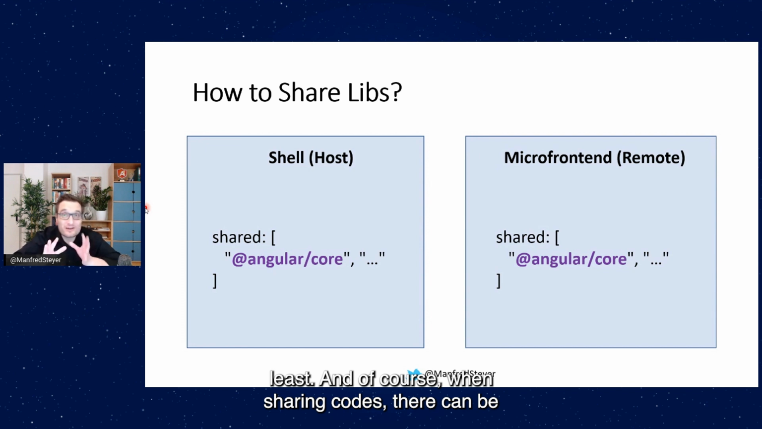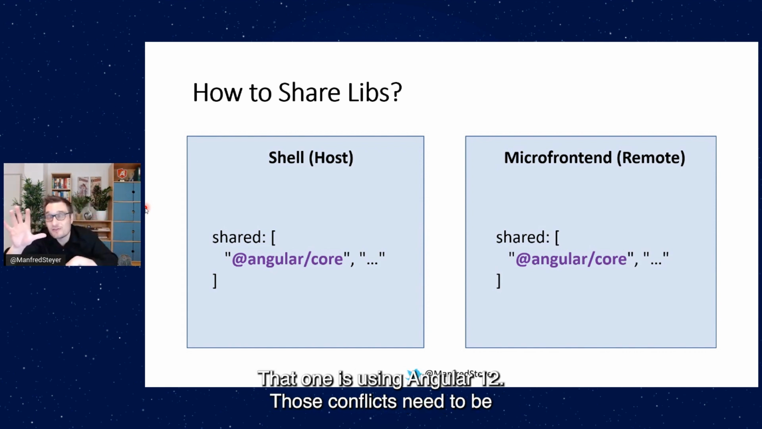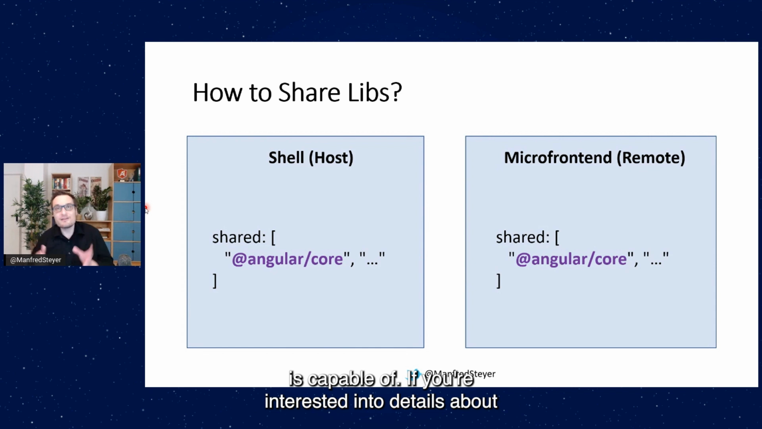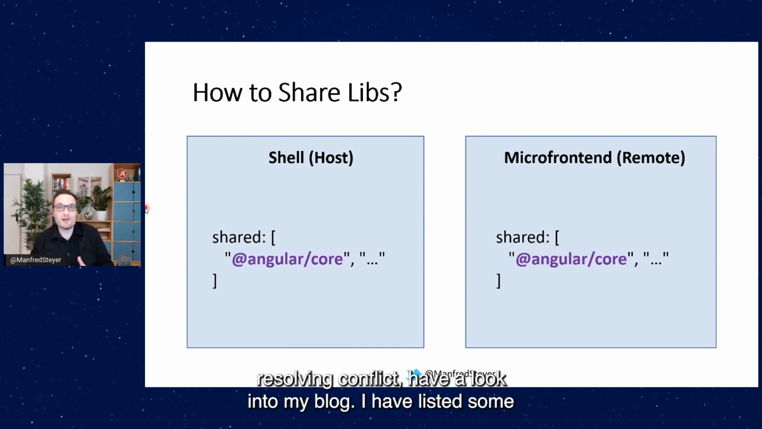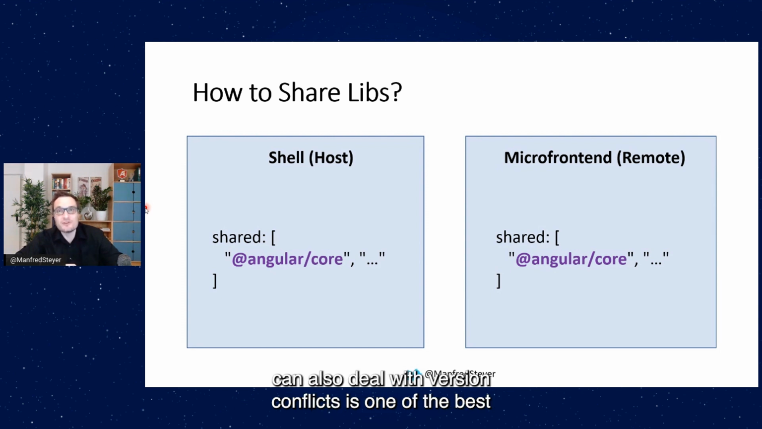And of course, when sharing code, there can be version conflicts. Perhaps this application is using Angular 11, that one is using Angular 12. Those conflicts need to be resolved somehow. But this is also something module federation is capable of. If you're interested in details about resolving conflicts, have a look at my blog. I have listed some details there. But for now, it's enough to know module federation can also deal with version conflicts. It's one of the best features, if you ask me, about module federation.